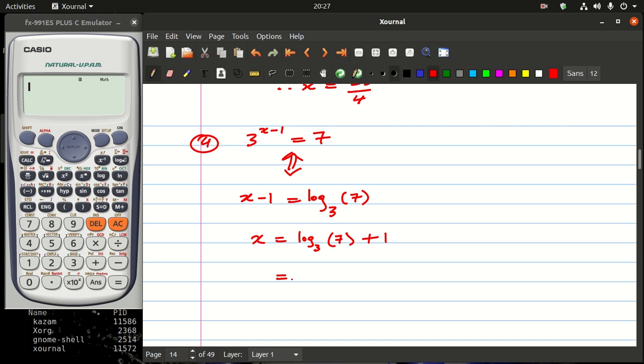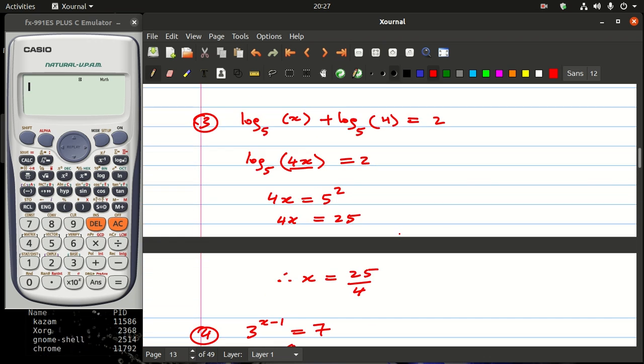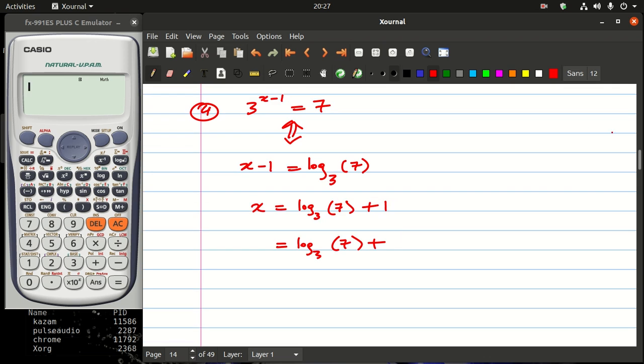Another thing you can look at, if you don't like to leave it like this, I have a calculator here. Usually in the exam you don't have a calculator, so I can say that this is the same as log 3 of 7 plus... I want us to look into this law. Let me just write it here, I don't have to go back there.